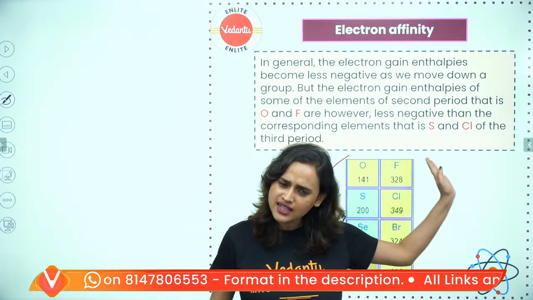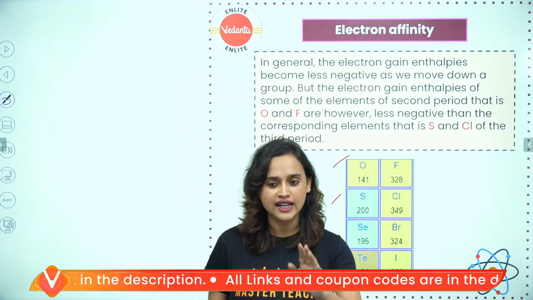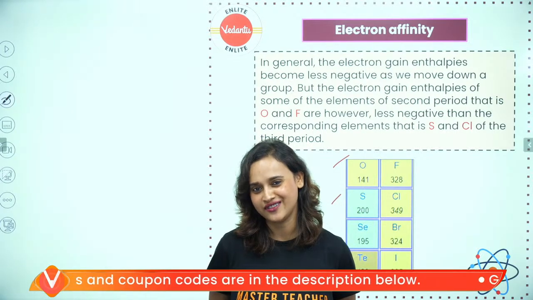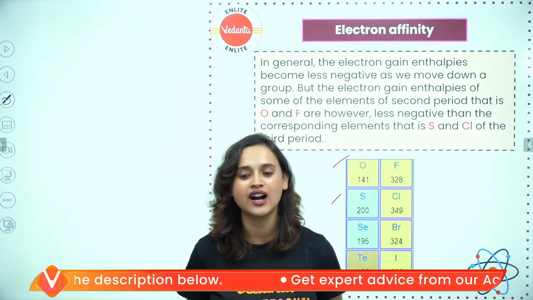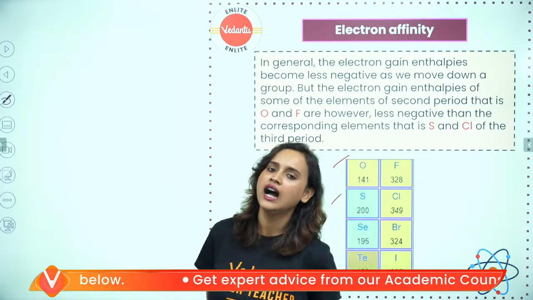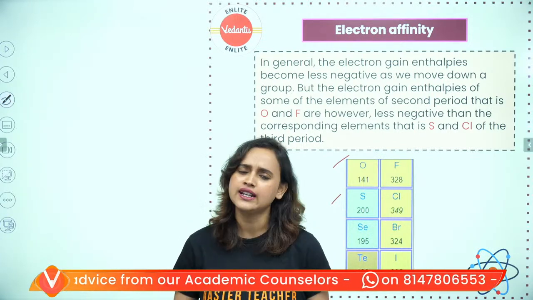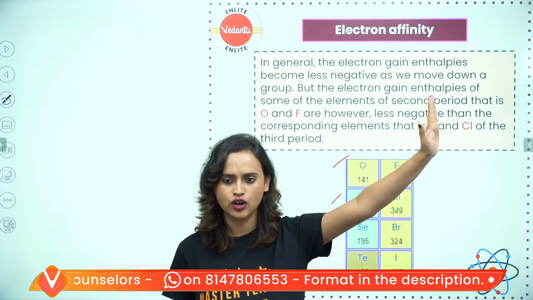Why? Just some time back I was giving you the electronic configuration. That's where the answer is. Tell me the answer in the chat box. Very good, Kaushal. They are half filled. They have half filled orbitals, and we know that half filled orbitals are very stable, and no disturbances are required. We do not want any electron.